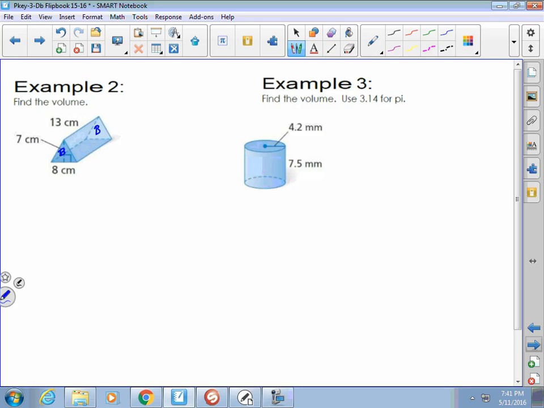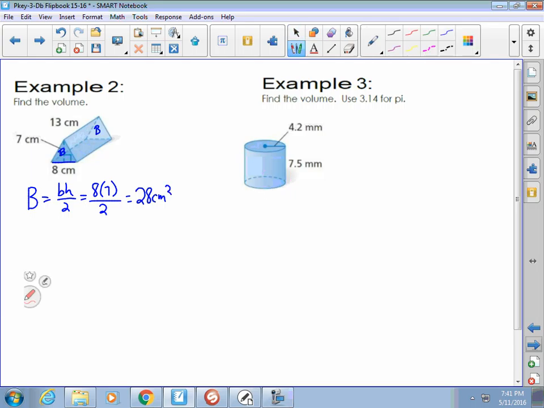So we go ahead and put the B. Then we're going to actually calculate the B. Because we have a triangle, we're doing one-half base times height, or base times height divided by 2. So we need to know the base of our triangle. If you see it's 8, you're on the right track. Then the height of the triangle, 7, absolutely. So we're going to do 8 times 7 divided by 2. We get 28 centimeters squared.